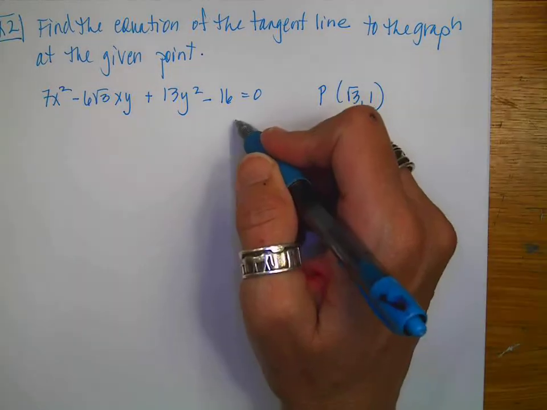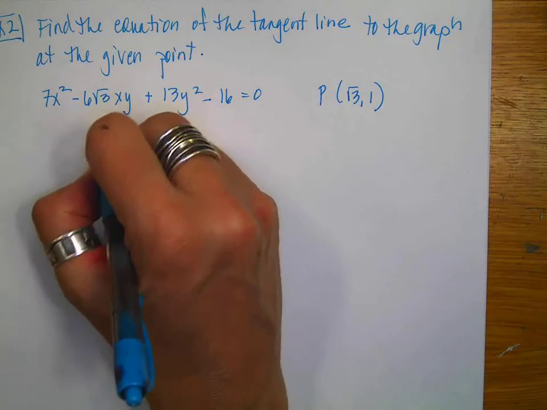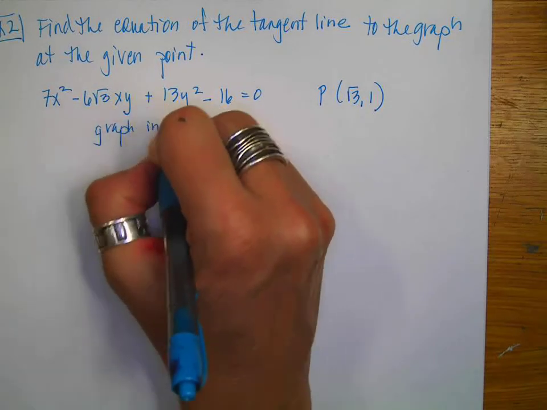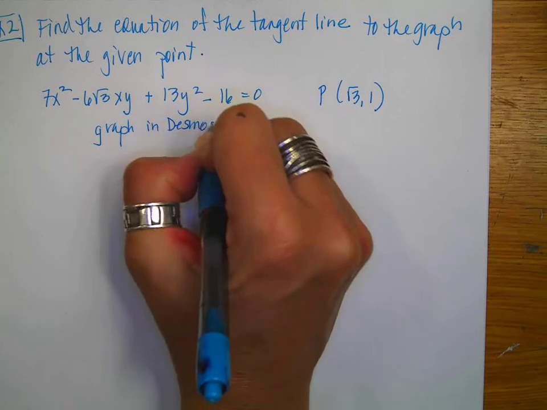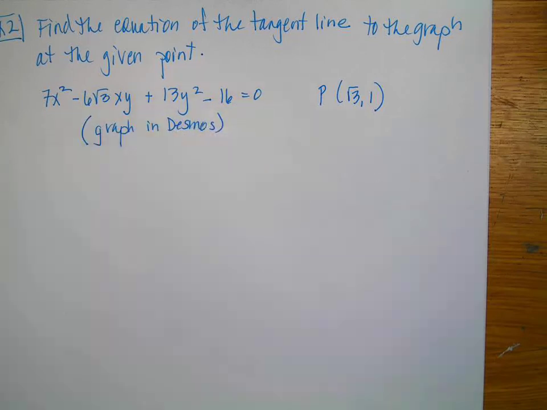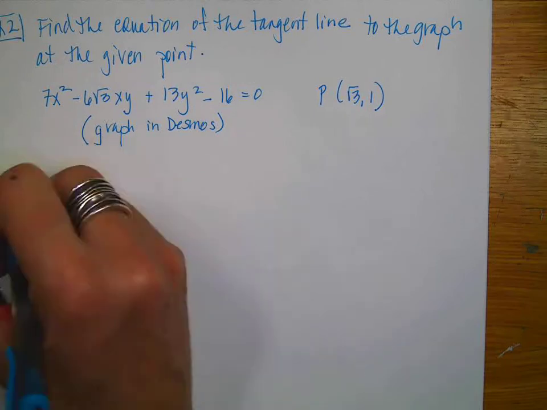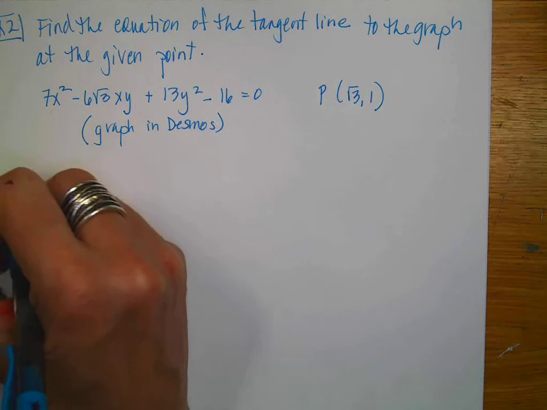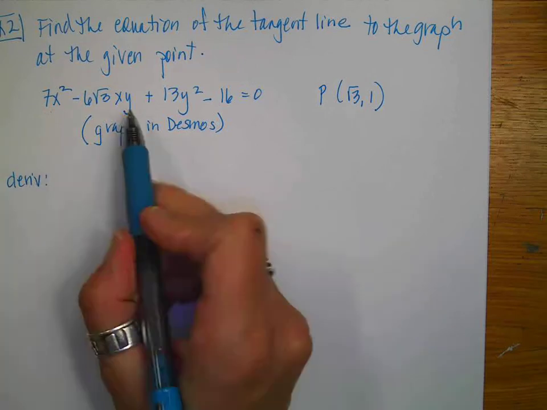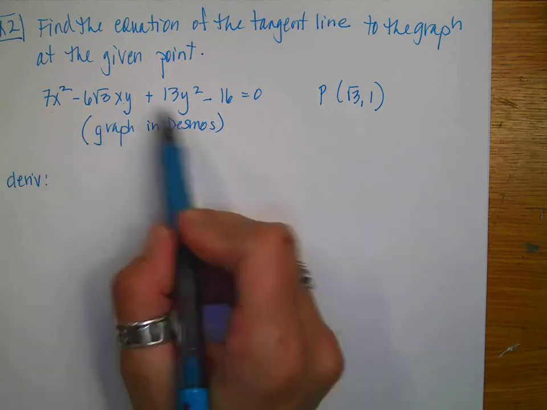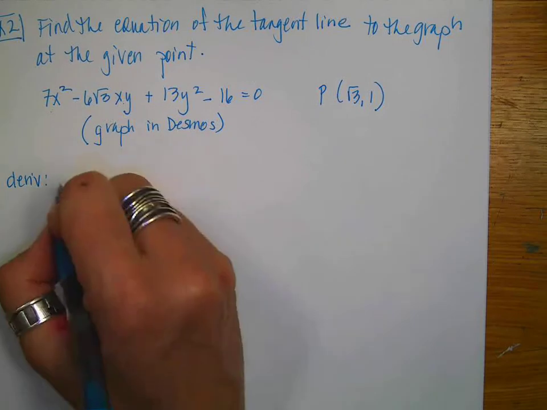This is a really cool equation. I'm not going to tell you what it looks like, but I might recommend that you graph this in Desmos because it looks really cool. Just for the interest of time, I'm not going to show you that, but you could do it just to see what happens. Now I'm going to start my derivative. I do notice that I have the product rule and I have implicit.